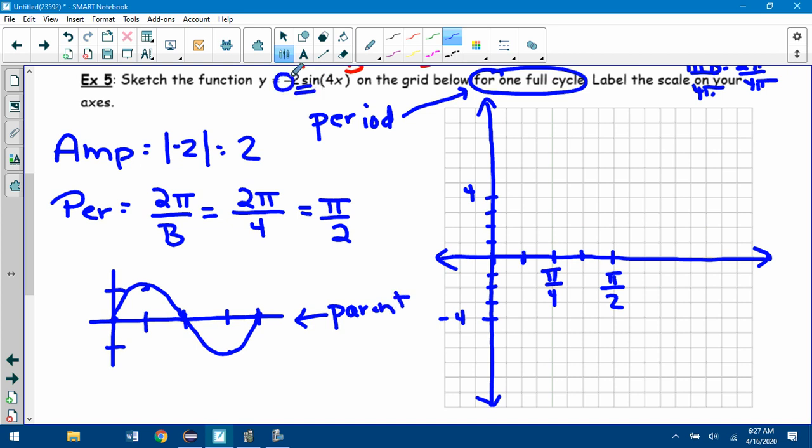But since there's a negative here, what else is going to have to happen? I'm going to have to reflect. And when I notice a negative in a graph, I usually circle it, just write myself a note to reflect it. So I'm still going to start at 0, because it's a sine graph. Instead of going up, and how far would I go up? Well, since the amplitude is 2, I would go up to 2. I'm going to start by going down first. So down to -2, back to 0, then up to 2, and end at 0. So there's your graph between 0 and pi over 2.